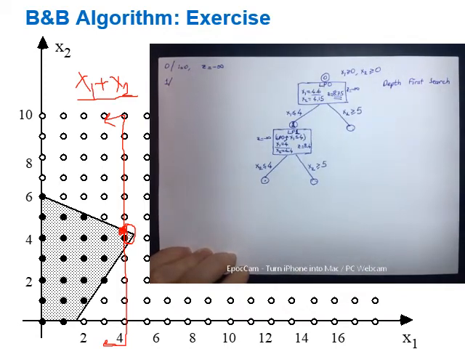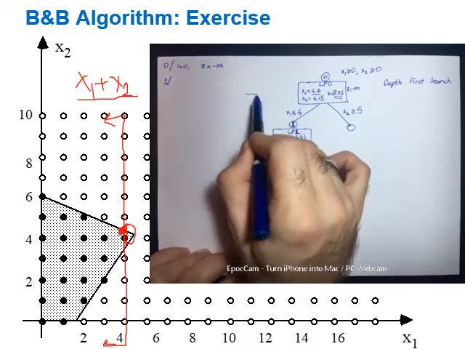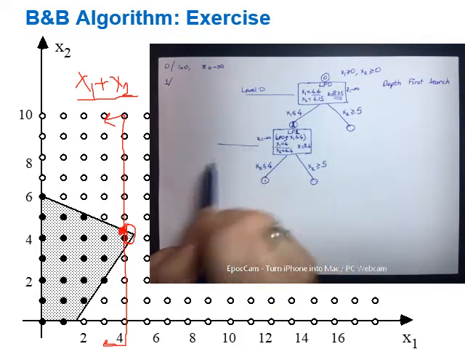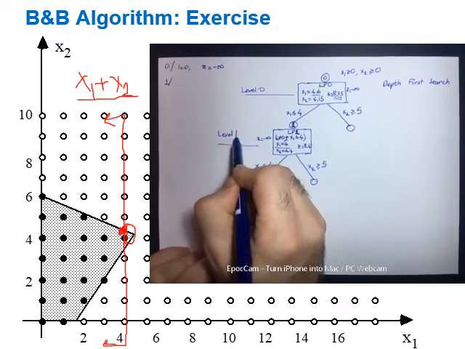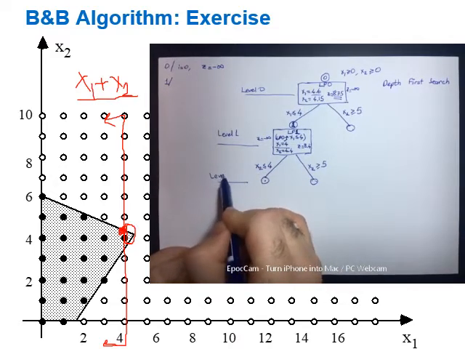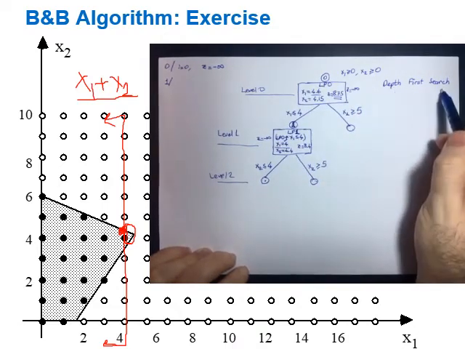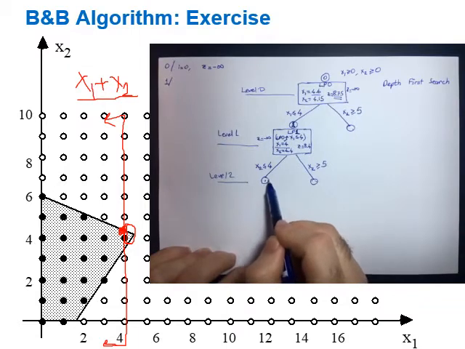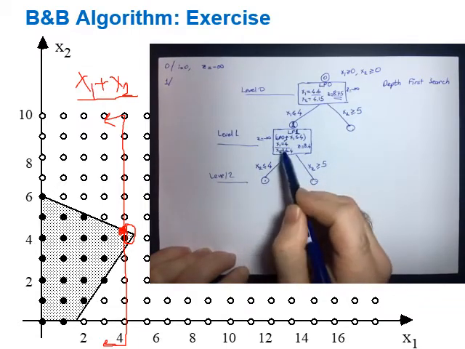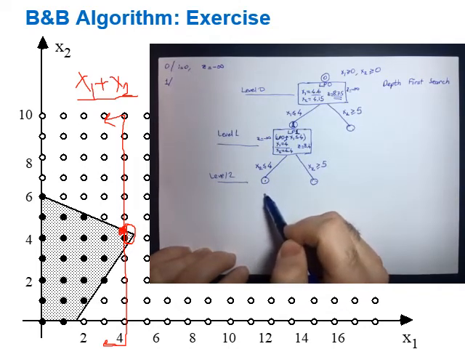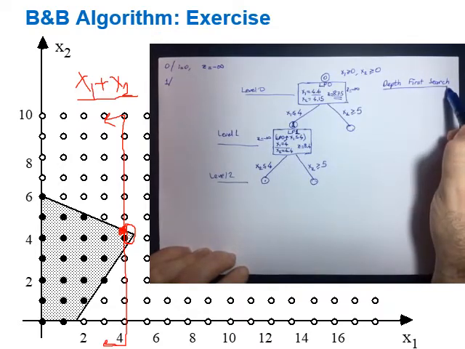According to depth first search, you always select a node in the bottom level. So we have levels. The level of this node is level 0, this is level 1, and this one is level 2. At each branching you have one level, and depth first search says that if you have an open node in the lower levels, then first consider that one. This is the depth first search rule.